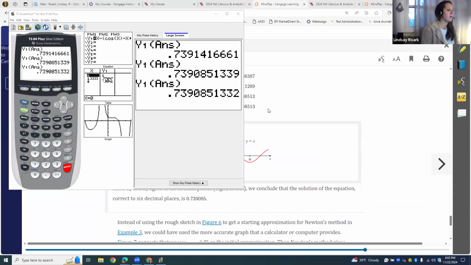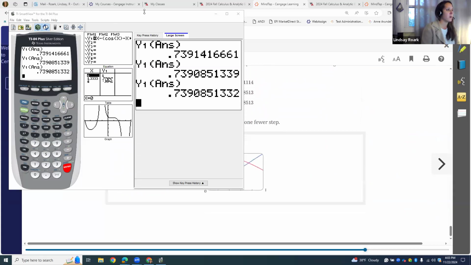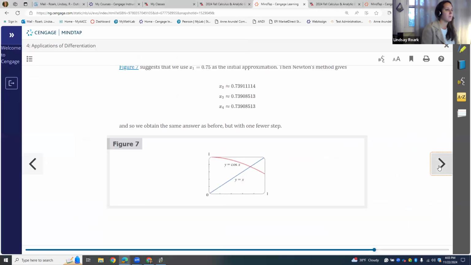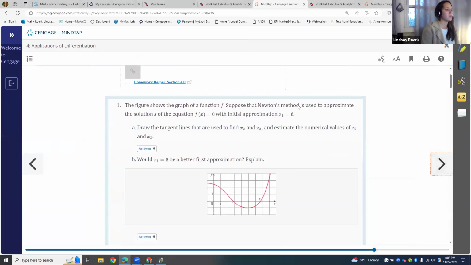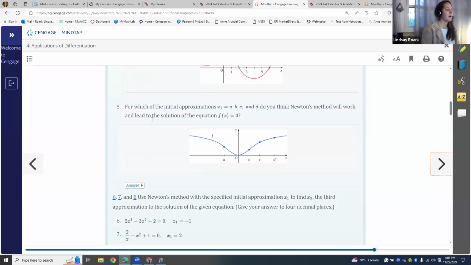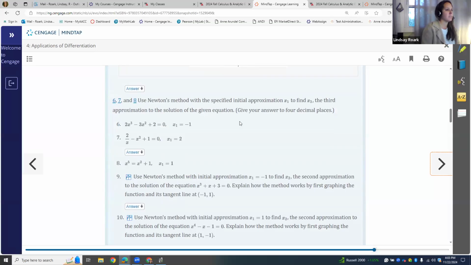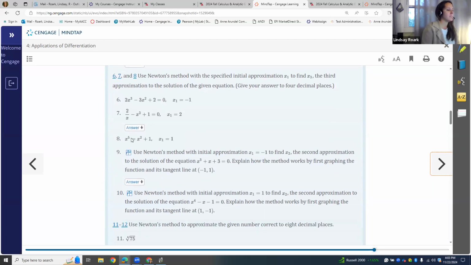So let's go ahead and clear that out and take a look at another one of the examples from the textbook. These are examples that you could definitely have in WebAssign, and you're always more than welcome to take a look at these, just to get an idea.